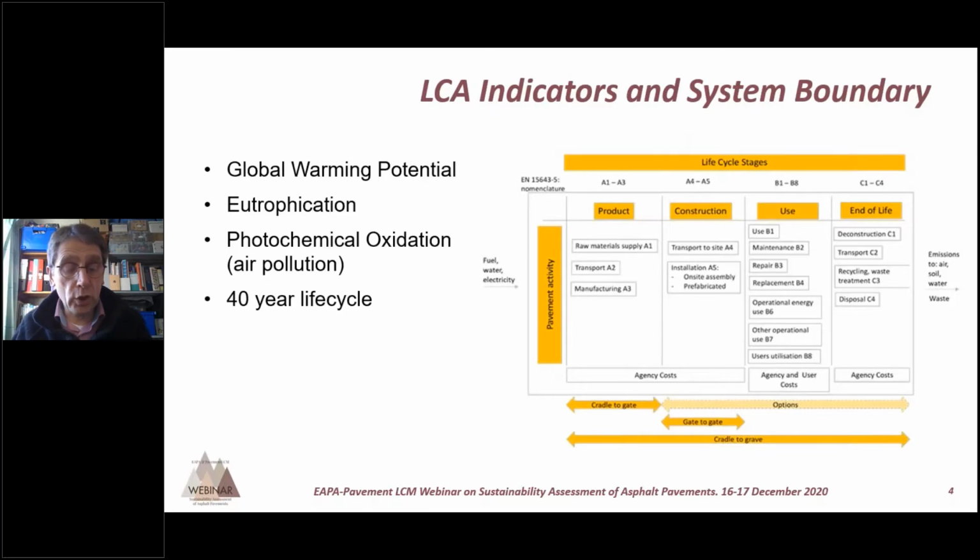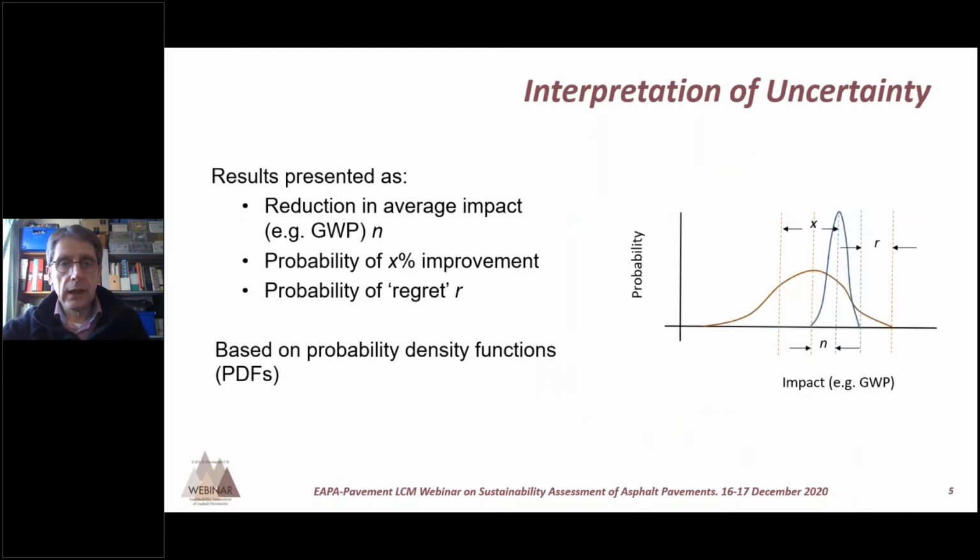We chose at that workshop 3 indicators for the LCA studies, and to undertake both cradle to gate LCA for a ton of asphalt, but then also cradle to grave with a 40-year life cycle. And we began to think about uncertainty and how to represent and interpret uncertainty in results.